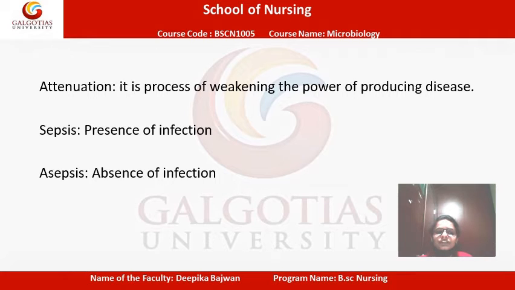Okay, so next we go to the basic terms, that is sepsis and asepsis. When a person has an infection, the presence of infection in the body is known as sepsis. When there is an absence of infection, that is known as asepsis. So sepsis means presence of infection and asepsis means absence of infection.